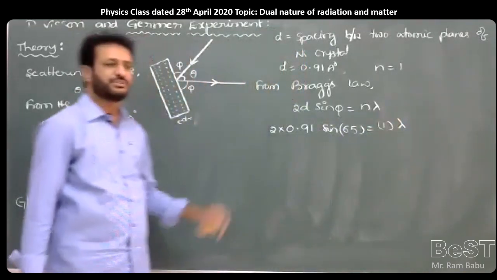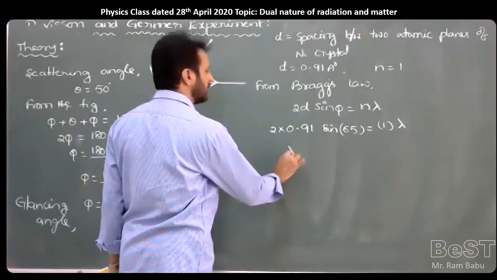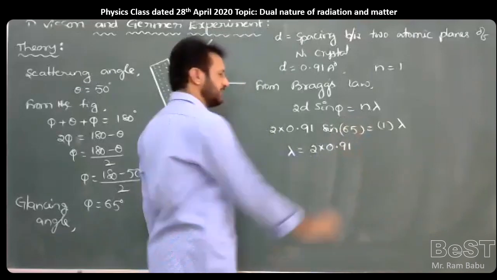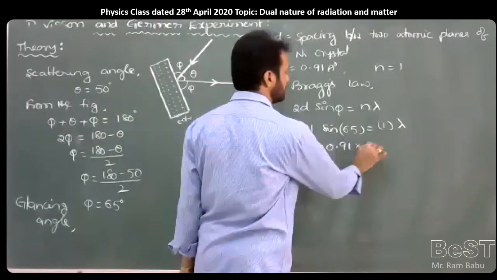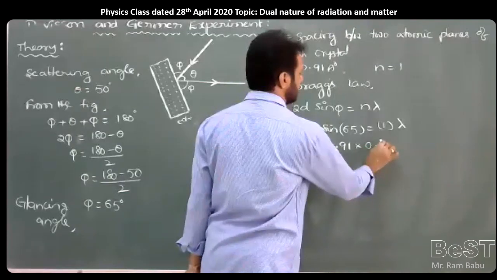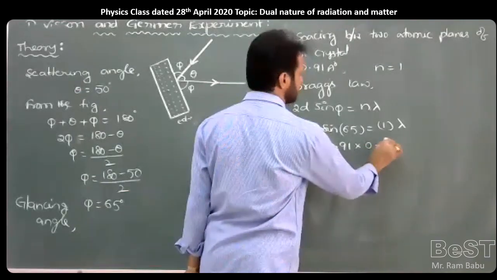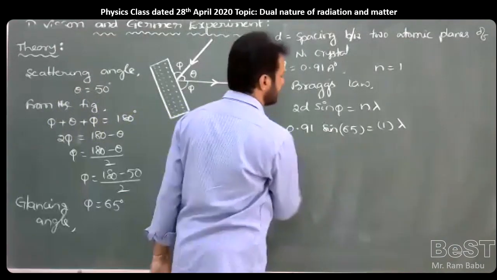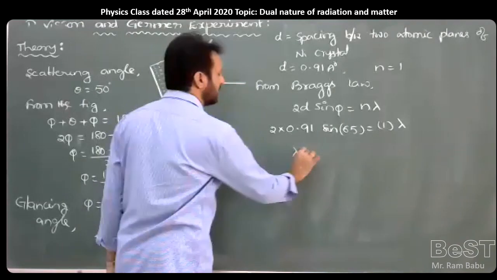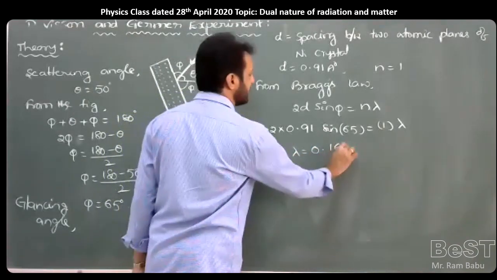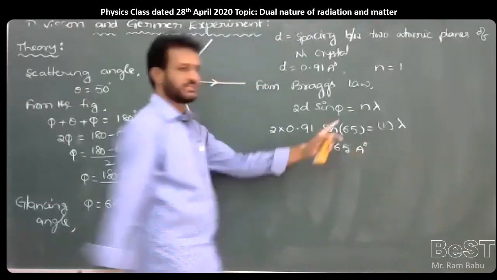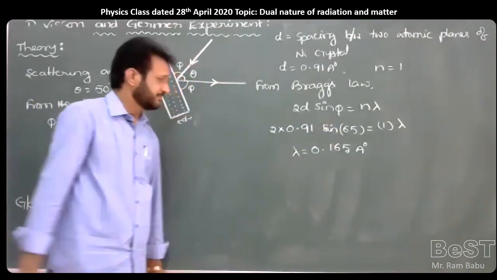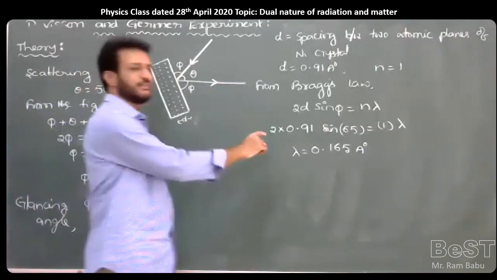So that lambda value we should calculate. Lambda is equal to 2 into 0.91 into sin 65 value, which is 0.6093. By substituting and calculating all the values, we get lambda is equal to 0.165. We can substitute the sin 65 value and all the values here. It is an experimental value.